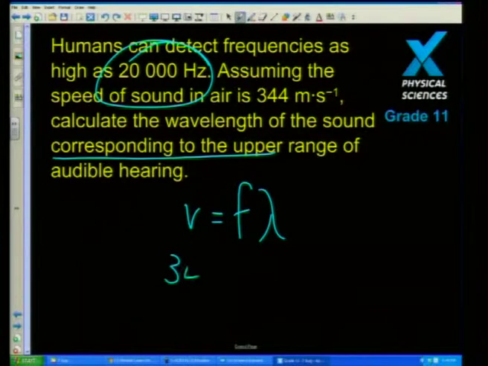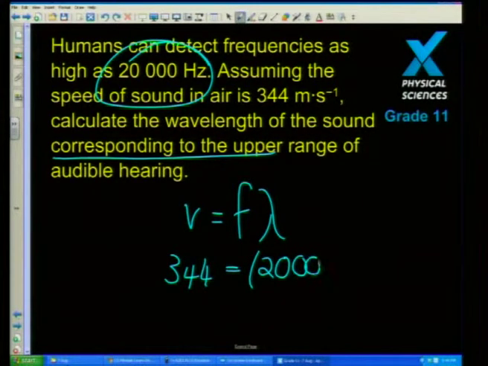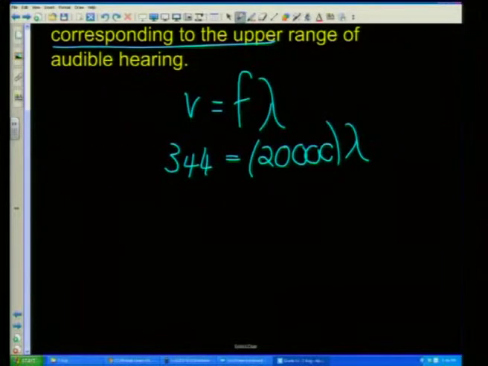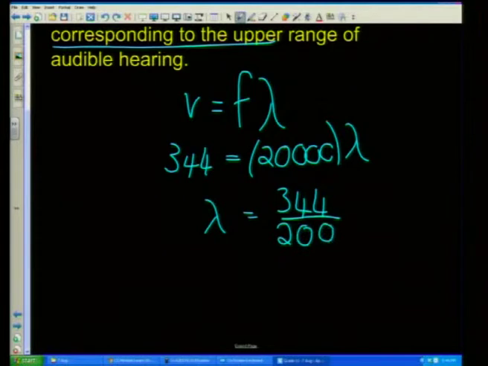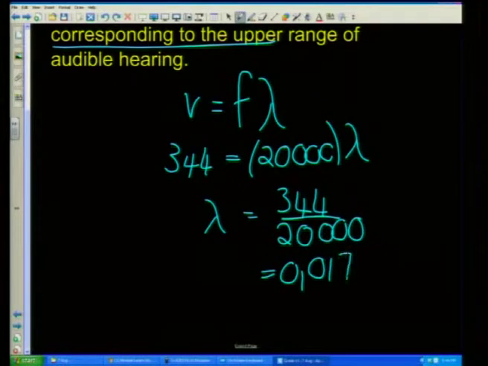v is 344. Frequency is 20,000. High frequency means we are going to get a very low or small wavelength. So your wavelength becomes 344 divided by 20,000, which is 0.172 meters.